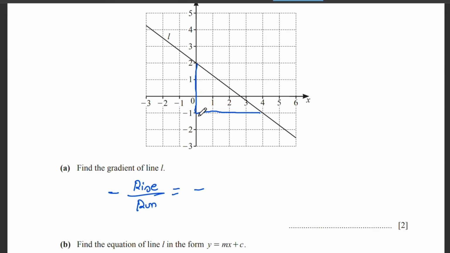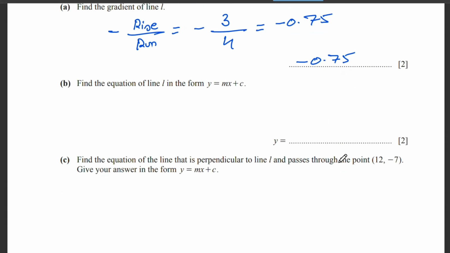Now we see what is rise. Rise is, see, 1, 2, 3. So 3. And run, which is the horizontal, is 1, 2, 3, 4. So minus 3 by 4. So the gradient of the line is minus 3 by 4, or you can write minus 0.75 also. That's the same thing. Find the equation of the line in the form y equal to mx plus c.